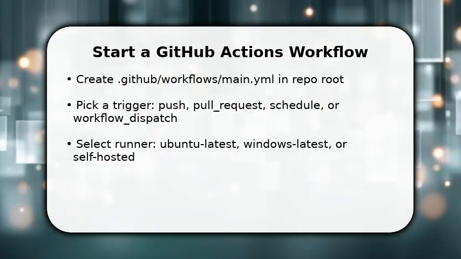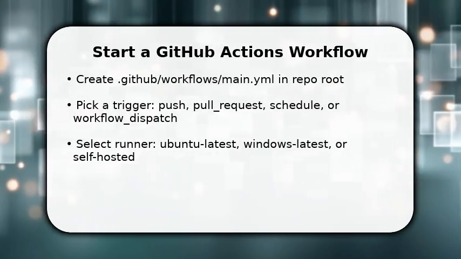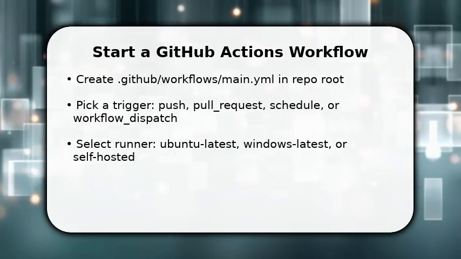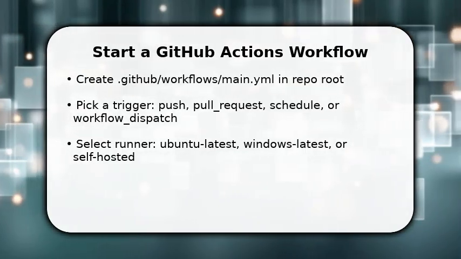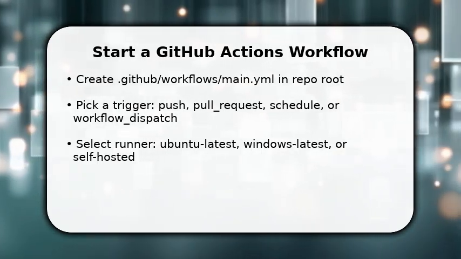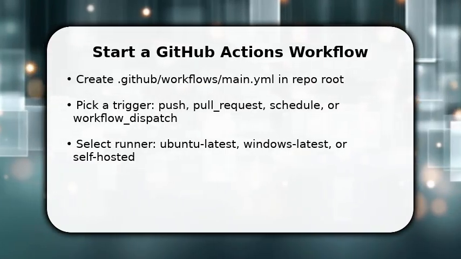You begin by adding a workflow file in .github/workflows/main.yml so the pipeline exists. Define a trigger like push or workflow dispatch to run when you want. This starts automation immediately. Next, choose a runner. Ubuntu latest works for most builds because the environment dictates available tools.